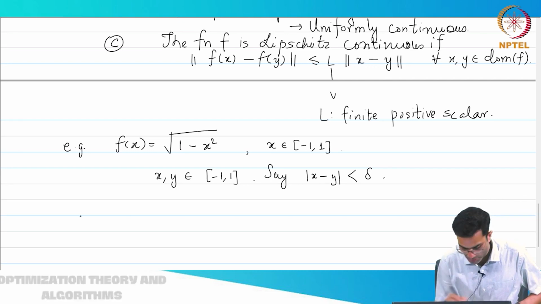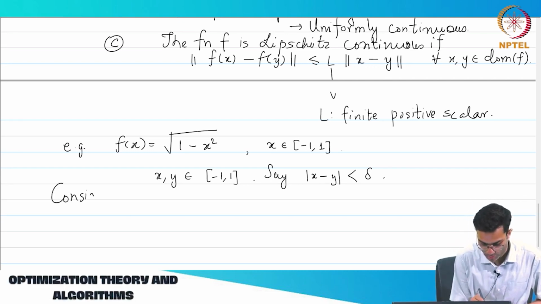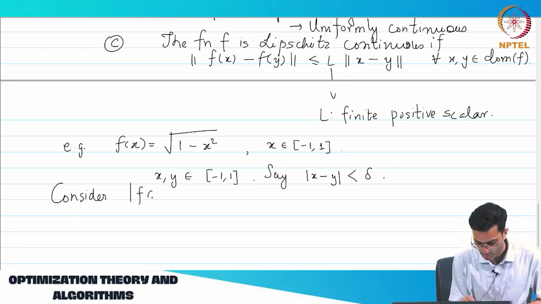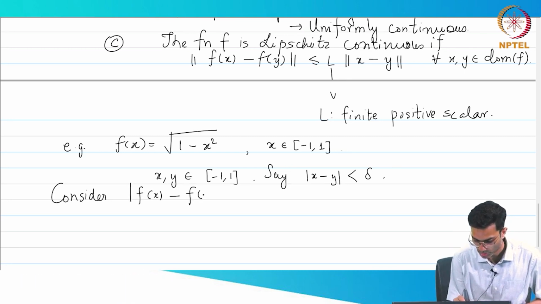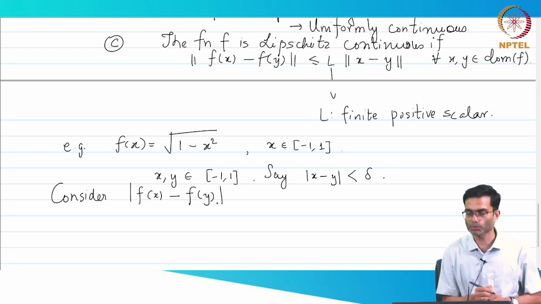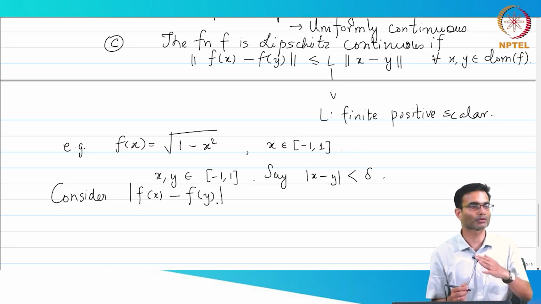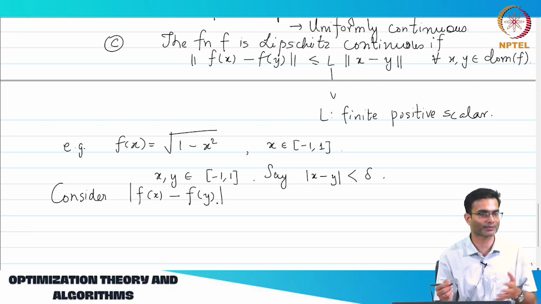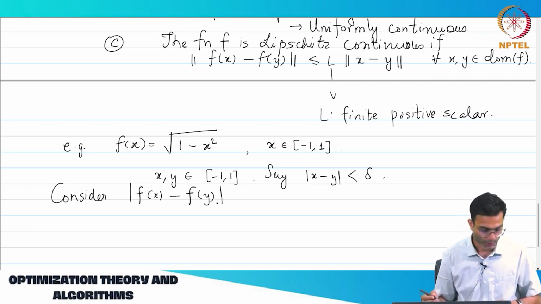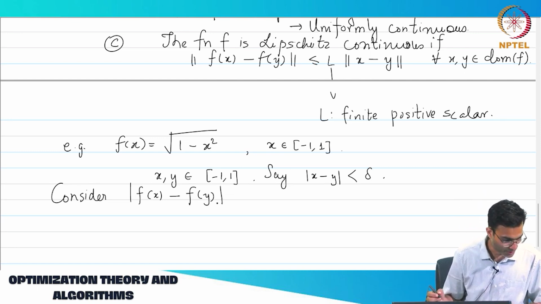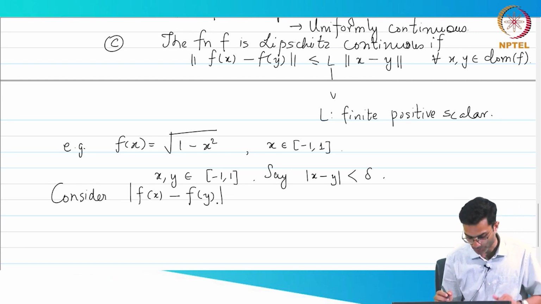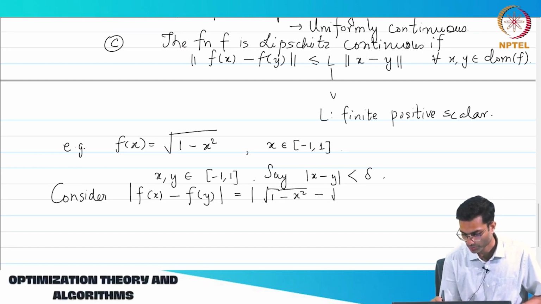So now consider, notice that this problem is really simplified in the sense that all the norms are replaced by absolute values because we are not dealing with any vectors over here. These are scalars, just to get the idea. So, when I write down the mod of f(x) minus f(y), I am going to get something that looks like this: square root of 1 minus x squared minus square root of 1 minus y squared, right?